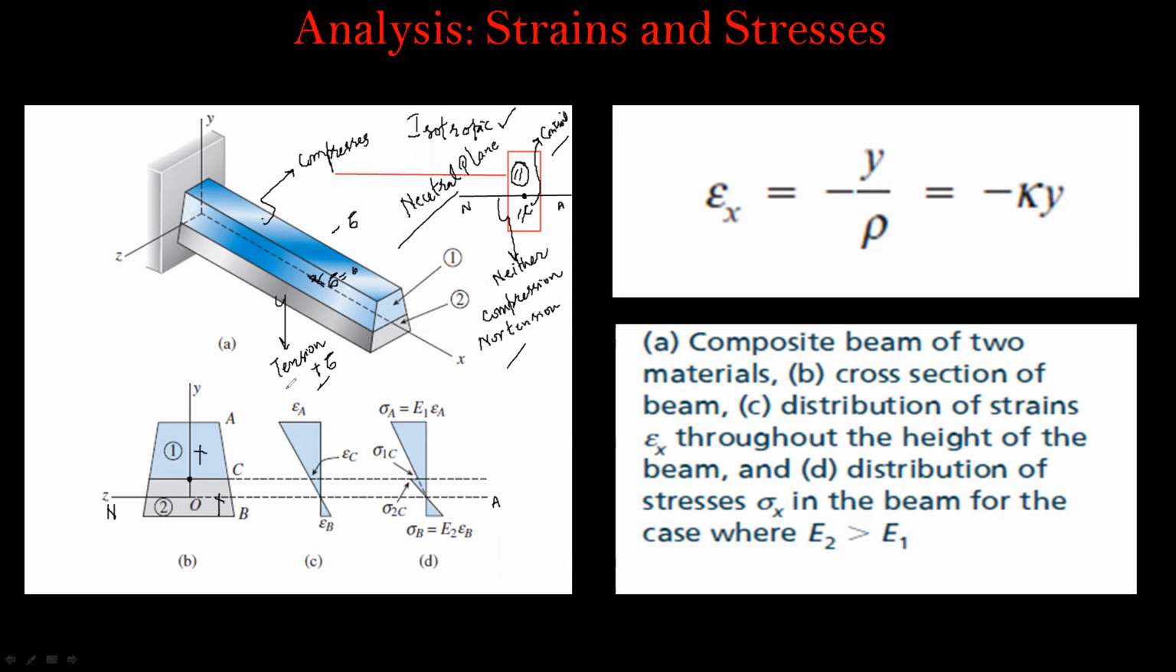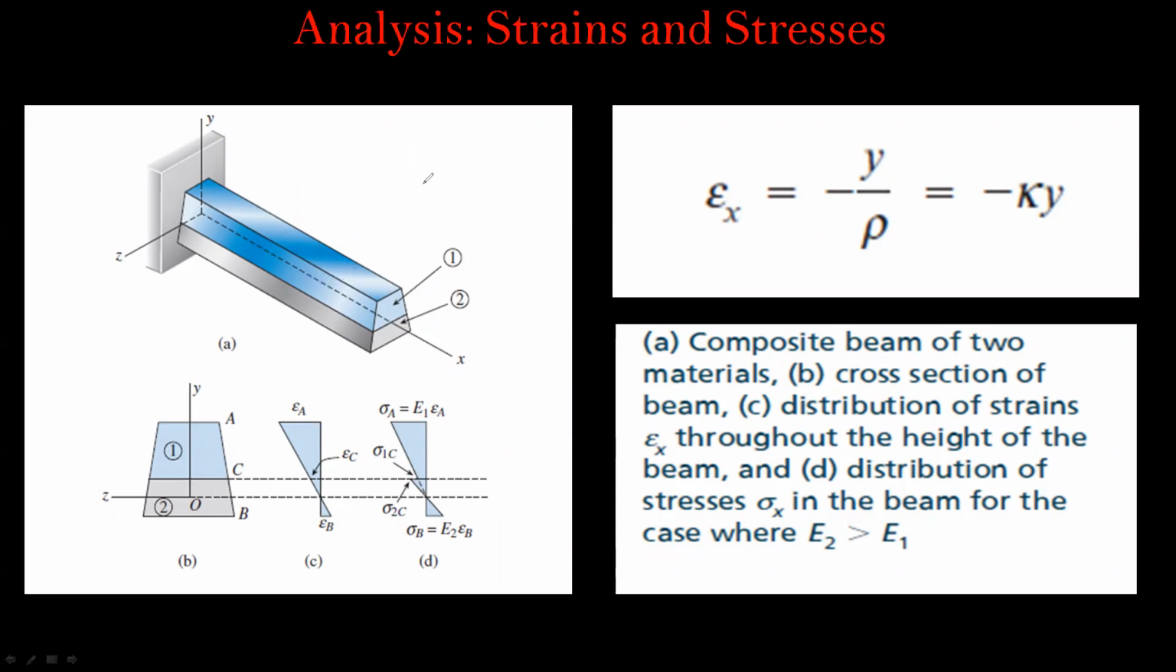Now, from the earlier analysis, we already know the equation. We know the strain in the beam, strain along the x-axis, in bending is equal to minus y by rho, where this y is the distance from the neutral axis. So we write epsilon x is equal to minus y by rho.